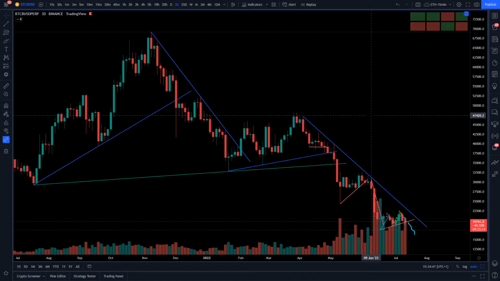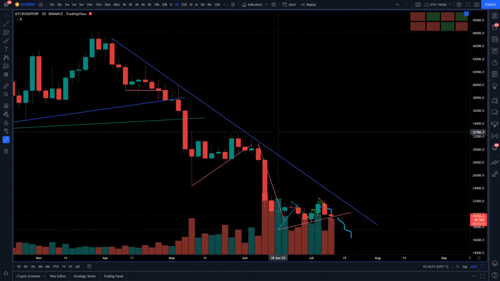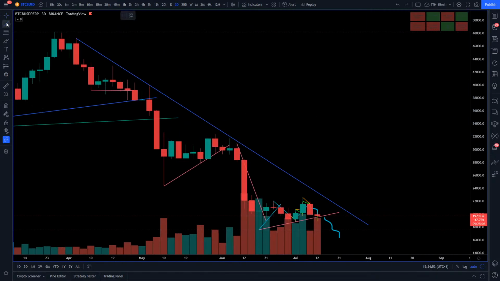So what is happening right now? Previously, we had this weekly bear flag before going down, and now we are making another weekly bear flag with a breakdown of the line, and that should go down. Of course, it can make another lower high before going down.